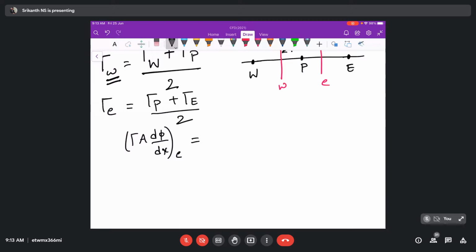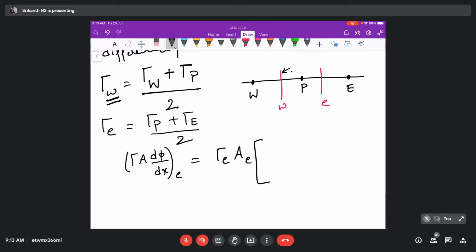Gamma at E, area at face E, into, can you tell me, d phi by dx, how I can write at east face? What do you mean by d phi by dx? What is d phi by dx? Sir, delta phi by delta x. d phi by dx is a rate of change of property across the distance x, correct? Some property changes with respect to x.